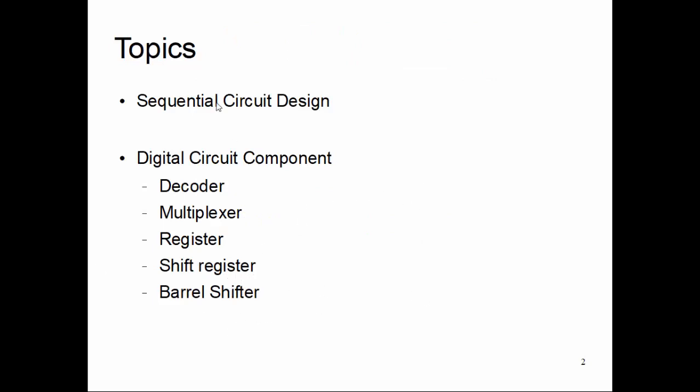As I was describing, sequential circuit design is one part, and another is digital circuit components. We have a couple of components there: decoder, multiplexer, register, shift registers, and barrel shifter. We'll look at each of these components: what their functionality is, and how they're built up using logic gates, either combinational or sequential. Then, once we know these components, we'll shift our discussion from the next lecture onwards to how to build a processor. Okay.